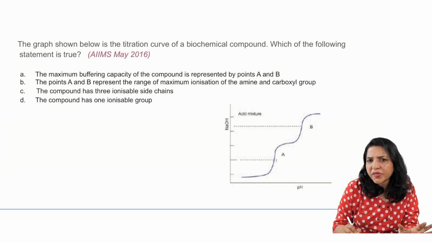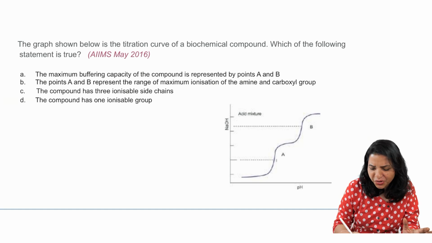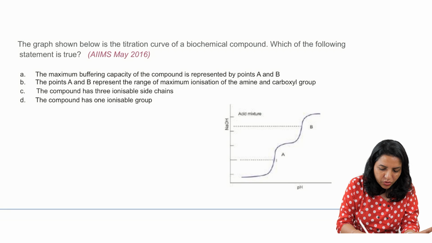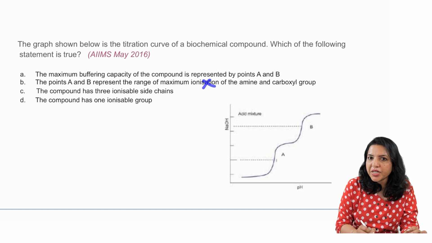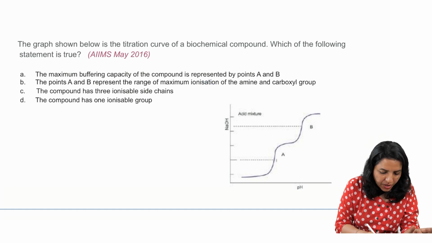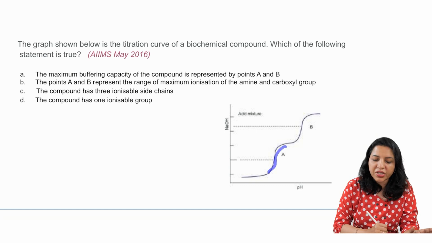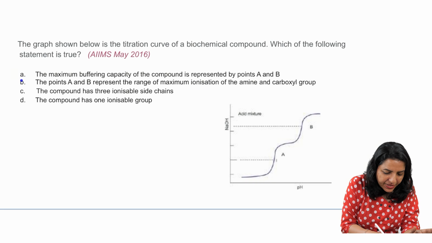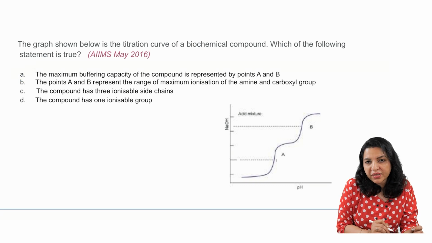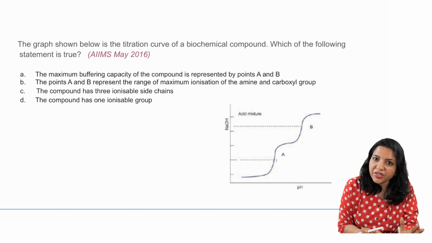Then, does this compound have 3 ionizable groups? No, because there are only 2 titration curves, so it definitely has 2 ionizable groups. It's a wrong statement. So maximum ionization at points A and B is also a wrong statement. Does this compound have 1 ionizable group? No, it has 2 ionizable groups, because we can see 2 titration curves, which means the answer here is A. I hope that is clear to you, and this is what you have to learn in the topic of titration curve.